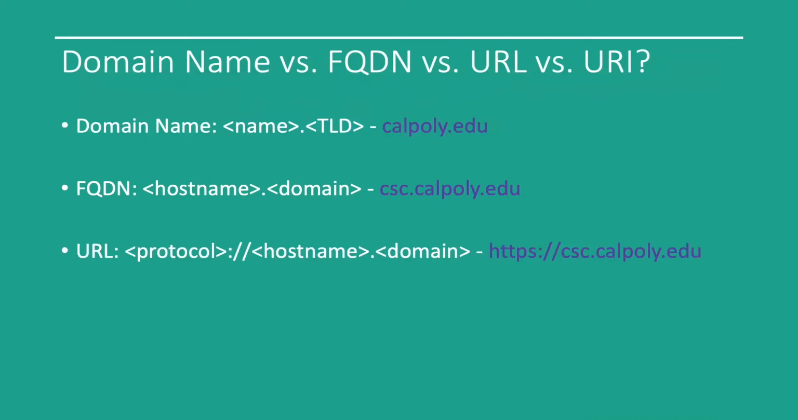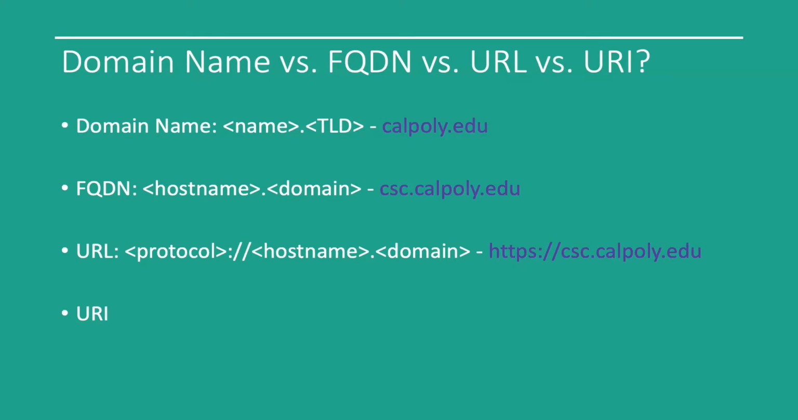Now, when you try to connect to csc.calpoly.edu in a web browser, you have to have some sort of protocol in order to connect to it. Otherwise, your web browser has no idea what you're trying to do. For most cases, that protocol would be HTTPS or HTTP, which are just the common formats for being able to travel around the web. And that protocol combined with the hostname and domain forms a full URL.